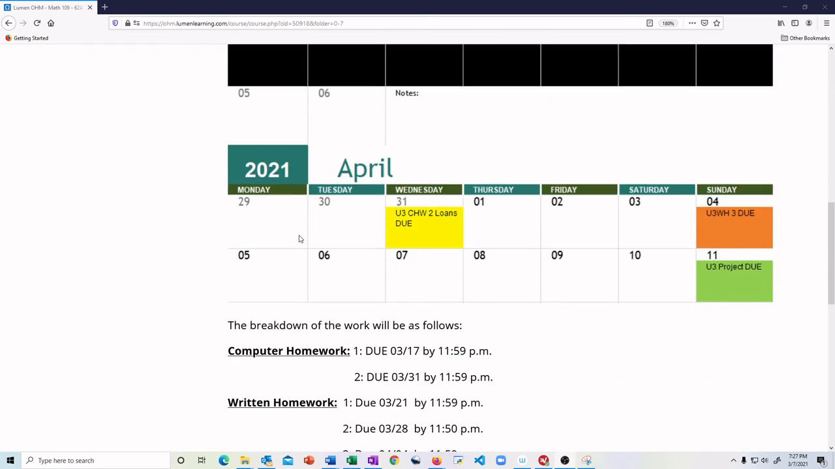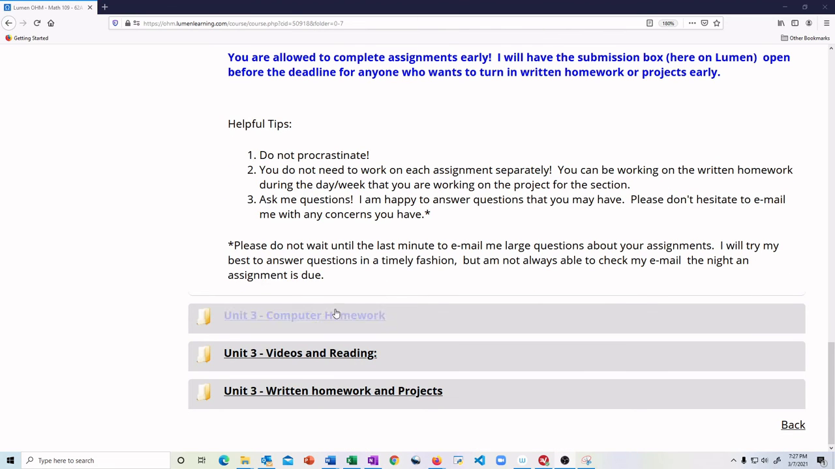So get started. Same format as everything else. You've got your readings, you've got your computer homework, your written homework. There's a study guide you can jump into, some extra examples that I had done out. So just get going. Let me know if you have any questions.